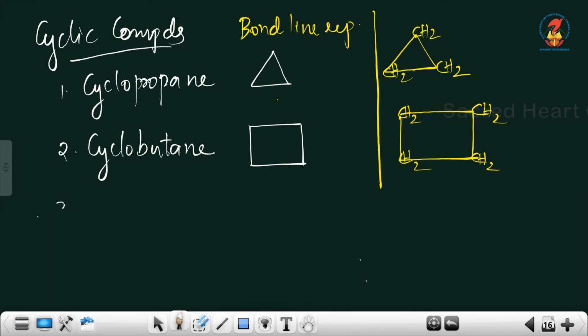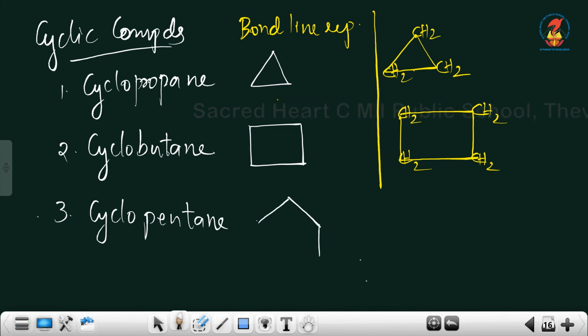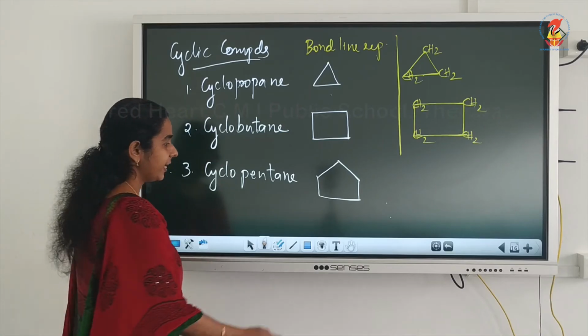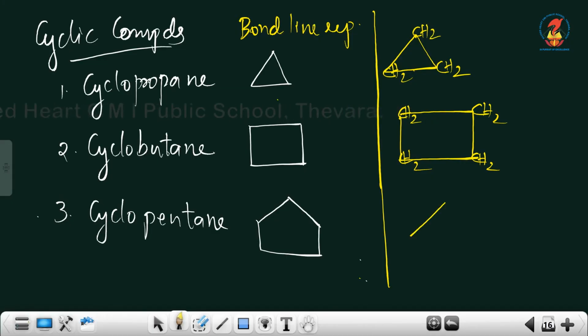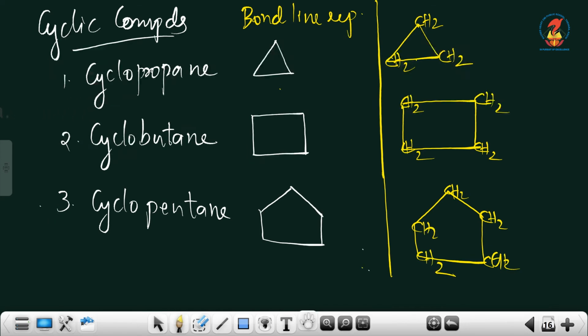Now the third one is cyclopentane. How can we draw cyclopentane? Bond line. Yes, cyclopentane. Same way here, how can we draw? At all the bends and all the terminals, there will be carbon. So CH2, CH2, CH2, CH2, CH2.